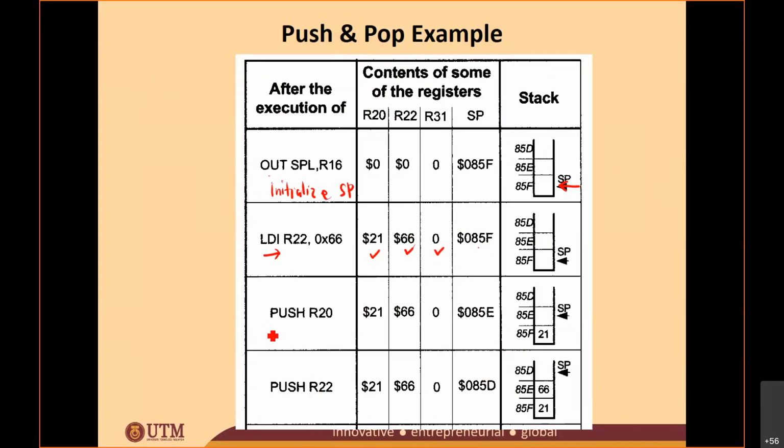And then you push R20. So what happened is the value from R20 you put to your stack. So 21 is copied to your stack. Now the stack pointer is decremented by 1. So that's why the stack pointer points to 085A. And then you push another one, R22, to your stack. So value 66 from R22 is put to your stack. And then the stack pointer is decremented by 1.